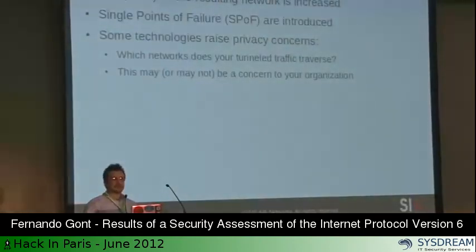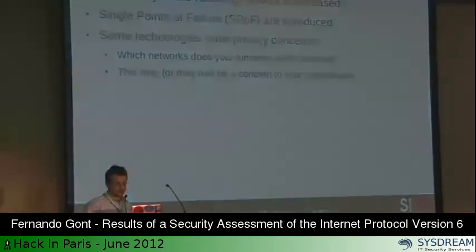The implications of these transition technologies are, first of all, that they increase the complexity of the network, and if the network is more complex, there is more room for trouble. In many cases, they introduce single points of failure, so now you have the whole network depend on a single system. And also, many of these technologies raise privacy concerns. Many people, for example, use tunnels to get IPv6 connectivity, but in many cases, they don't consider that they are sending all of their traffic to some remote node somewhere else. So that's something that should be taken into consideration.